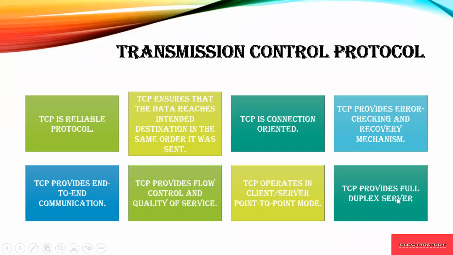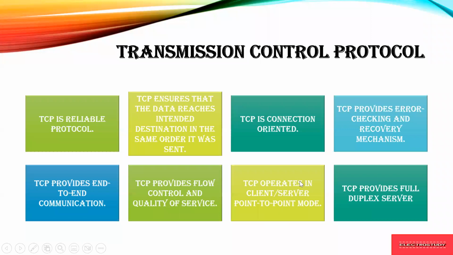TCP provides full duplex communication. That is, it can send and receive data at the same time. Because of that, the accuracy and the efficiency of the system is improved through this protocol. And TCP provides end-to-end communication. It ensures that the communication from the client to the server is done accurately. It also provides flow control. Because of flow control, the quality of the services is obviously improved.